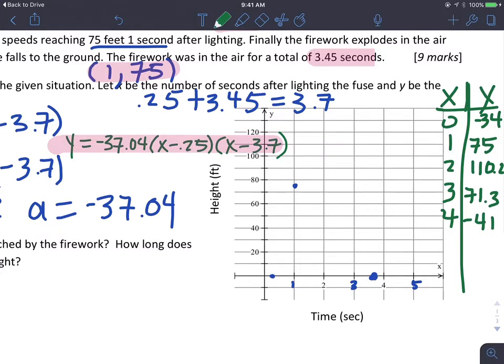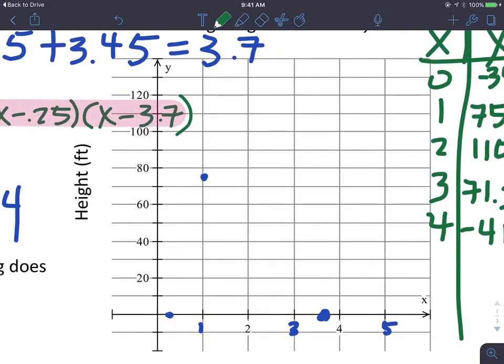So I'm only going to have a couple more points to put on my graph here. 2 at 110.2, which is barely above 110. 3 at 71. And then there we go.